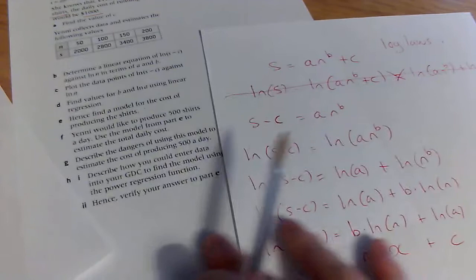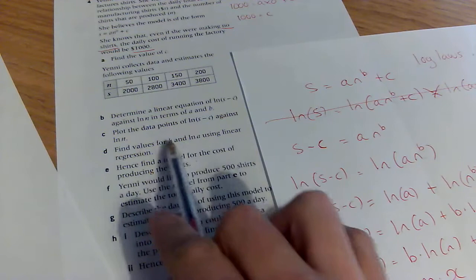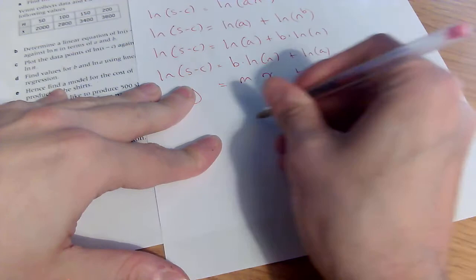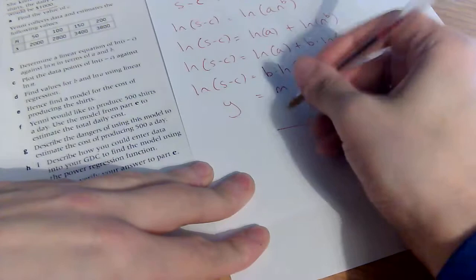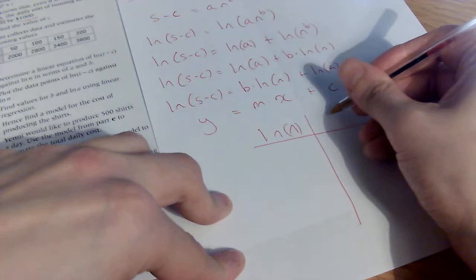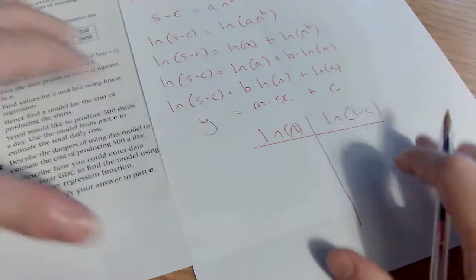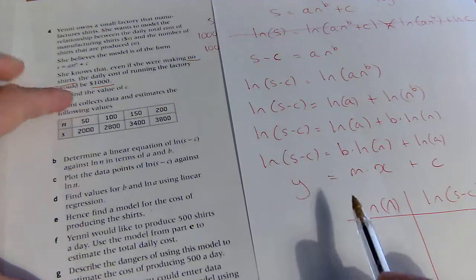So it says, plot the data points of ln of s minus c against ln n. So that means we have to do some working out, which is a bit tedious, but luckily there's only 4 points to do. So we make a little table here. We're treating our x, I suppose, as the ln of n, and then the y, the output, is the ln, the natural log, of s minus c. So we can work these out pretty easily by just using these values here, but instead of it just being n and s, it's now natural log of n and natural log of s minus c.